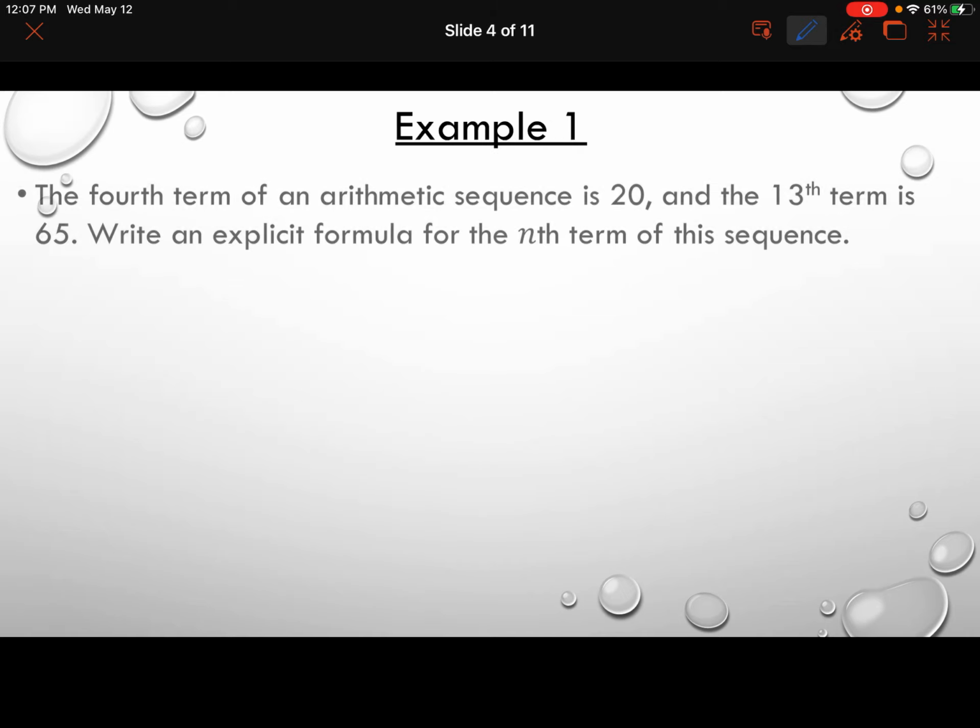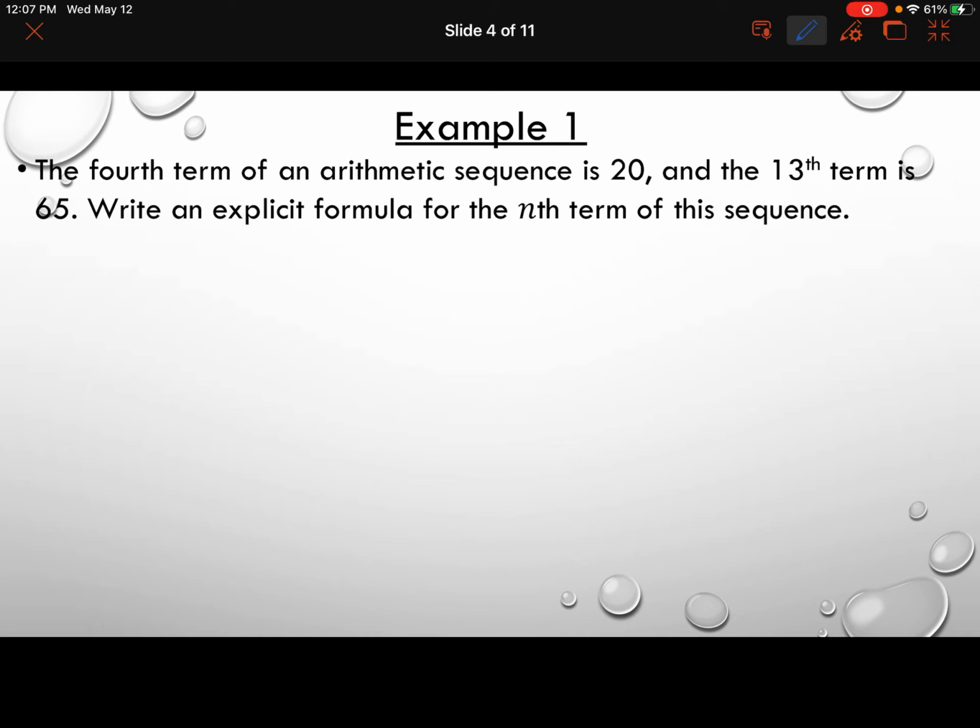So let's look at a specific type of problem that you can encounter when dealing with arithmetic sequences, and it's this one. The fourth term of an arithmetic sequence is 20, and the 13th term is 65. Write an explicit formula for the nth term of this sequence. So, very different than what we've seen in the past. As opposed to giving us a list of numbers, now they just specify the fourth term and the 13th term, and we have to figure out what the explicit formula would be.